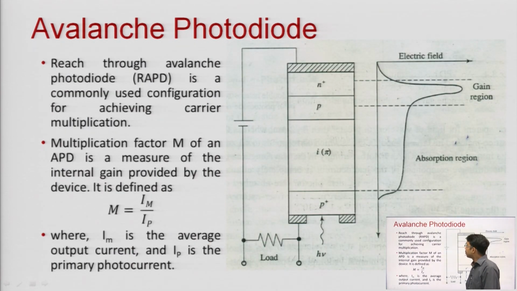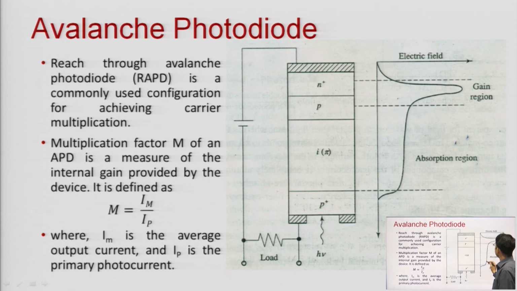RAPD is a very commonly used Avalanche Photodiode. What is RAPD? Reach through Avalanche Photodiode is a commonly used configuration for achieving this carrier multiplication. As you can see in this configuration, over here this is very heavily doped N type, and this is normally doped P type. So, over here a very high electric field is created, and this is the intrinsic layer, and this is again a very heavily doped P type region.